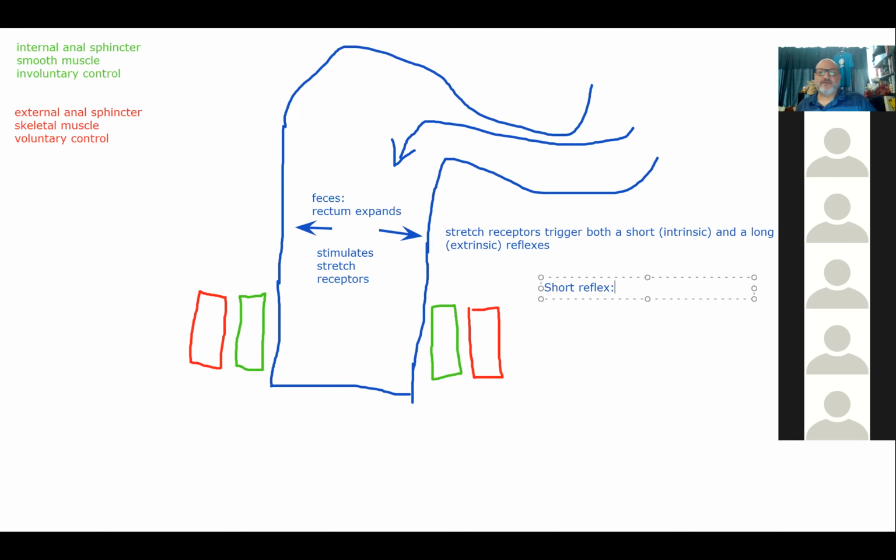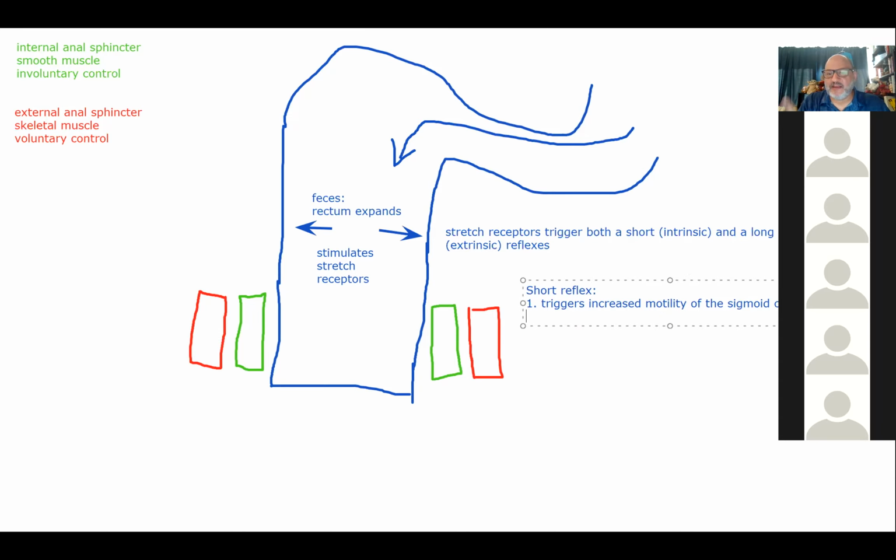The short reflex, basically the signal of that stretch, basically triggers increased motility of the sigmoid colon. So here we go. One, triggers increased motility of the sigmoid colon. That, of course, is going to bring more feces to the rectum, causing it to stretch more, causing it to send an even bigger signal, and things along those lines.